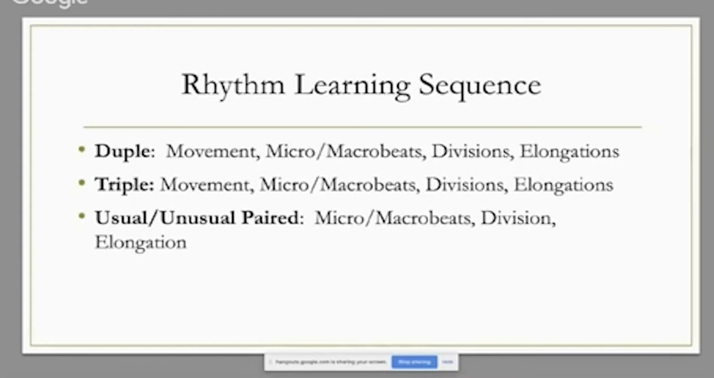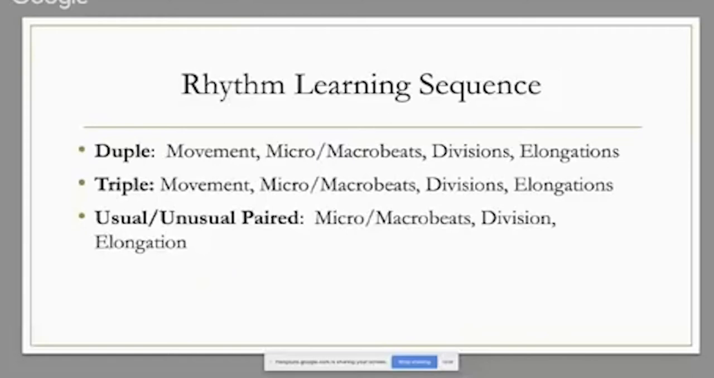And then from macro and micro beats, we go into divisions. Again, a funny distinction. He writes divisions, then divisions and elongations, and then elongations. I found that fascinating, how he distinguished between those things. The same is true of triple meter: movement, then macro, micro, division, division and elongations, and elongations. And then you can see unusual and unusual paired, a similar thing, but not mentioning movement again. So I'm curious as to the why. But my assumption is that if they've coordinated movement in their chanting, then they probably are in duple and triple meter, and they're doing that in more difficult settings with different tonalities or meter.